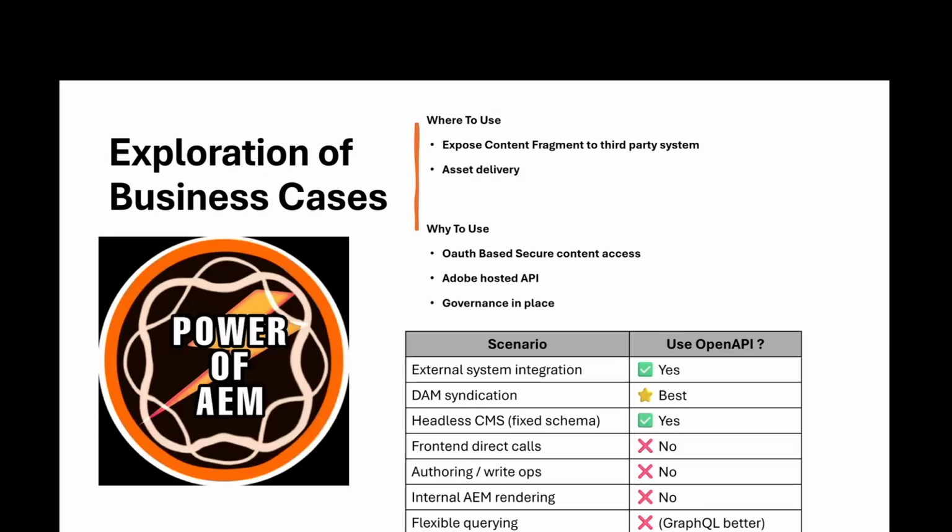We can use Open API where it is more powerful and can fulfill our business needs in terms of integration with any external system. For that, we can think of the Open API. DAM syndication is one of the best use cases for the Open API. Headless CMS we can also think of using the Open API, but not where we have any kind of dynamic schema. If we have any kind of dynamic schema, as we discussed, with flexible queries, for that purpose we can go for GraphQL.